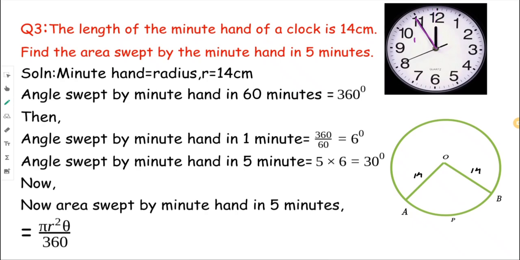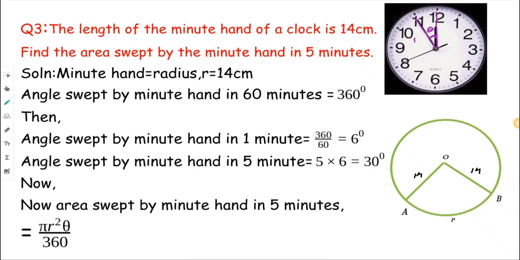Clear? One thing you will notice is that I need to know the theta, because when you look at the formula, pi r squared theta, radius we know, pi also we know, 22/7, but we don't know the theta. We have to first find theta, the degree. Okay, so have a look at the solution.